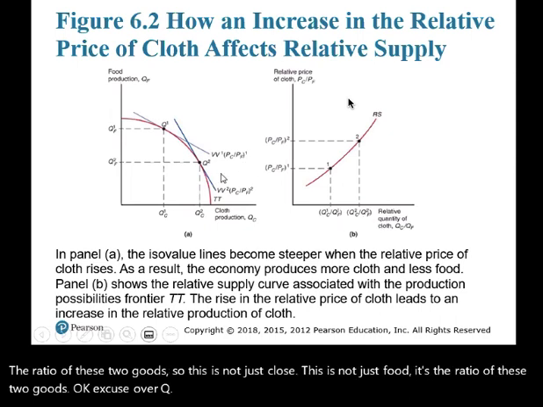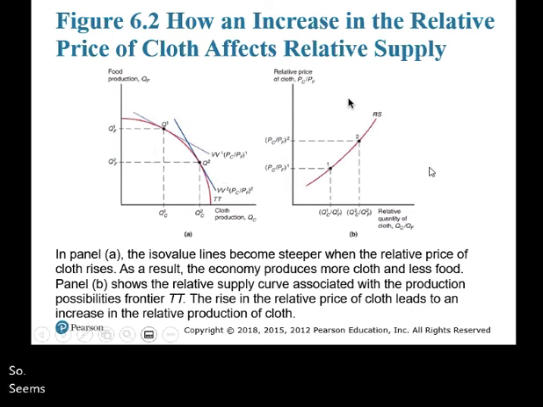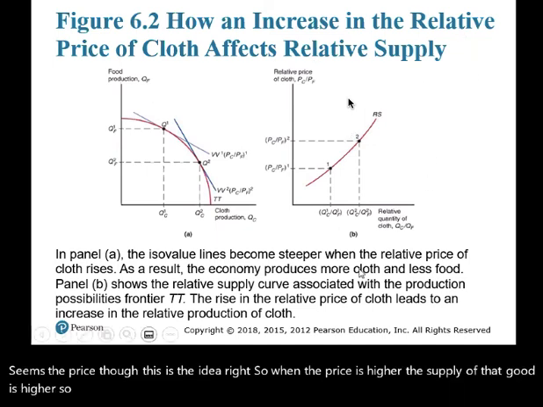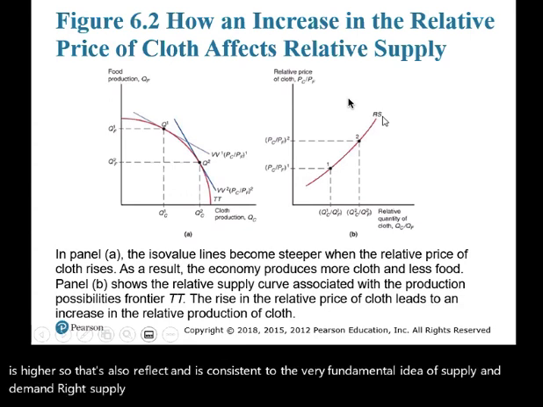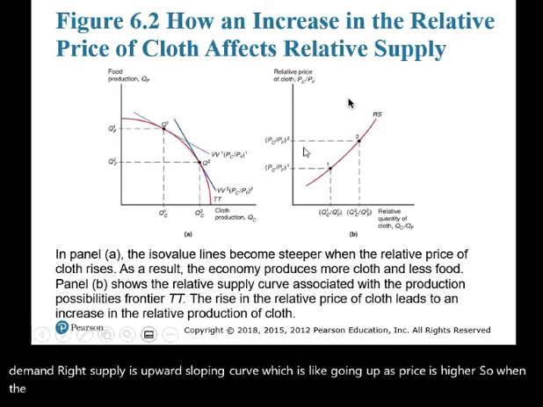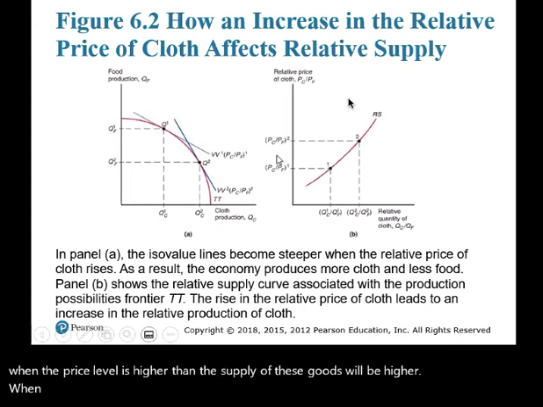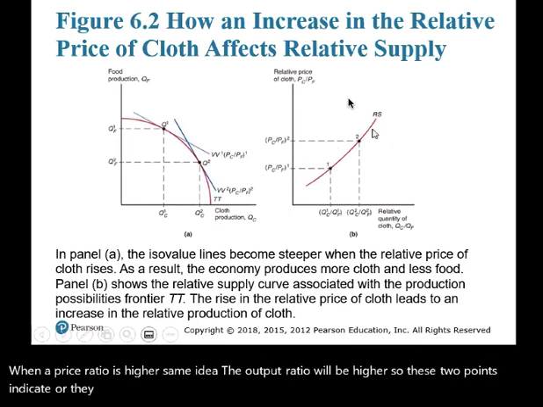So this is the idea, right? When the price is higher, the supply of that good is higher. So this is consistent with the very fundamental idea of supply and demand, right? Supply is an upward sloping curve, which goes up as price is higher. So when the price level is higher, the supply of this good will be higher. Now, when the price ratio is higher, same idea, the output ratio will be higher. So these two points give us the relative supply curve.